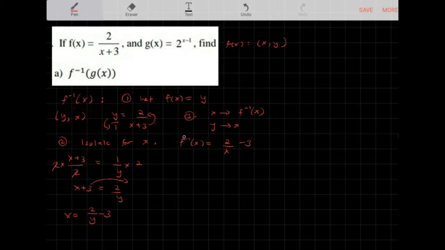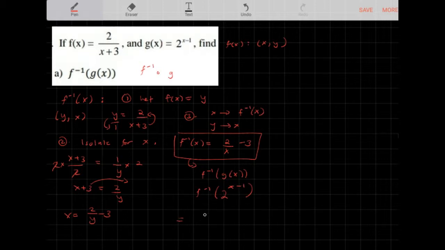And now after finding your inverse function, what you want to do is find f inverse of g of x, right? So f inverse of x is composed of g. So you're doing f inverse composed of g. And in this case, g of x is 2 to the power x minus 1. So you're plugging this into your f inverse of x function. So wherever you see x, you plug in 2 to the power x minus 1.